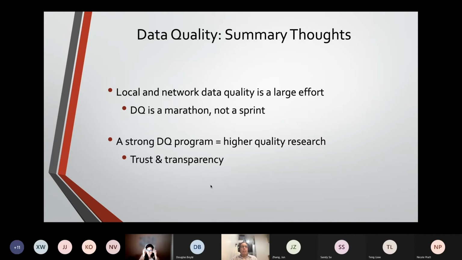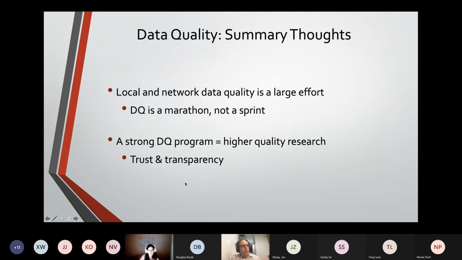It's really important, I think, for most of you who practice with data management, to appreciate and make sure that your leadership appreciates, and this is really a message for leadership, that local data quality work and network data quality work is a large effort. And it really is a marathon. It isn't something where you check the box, say we've done data quality, and go on to do something else. It's a marathon that you need to continually invest in. You need to continually staff, and leadership needs to understand that.